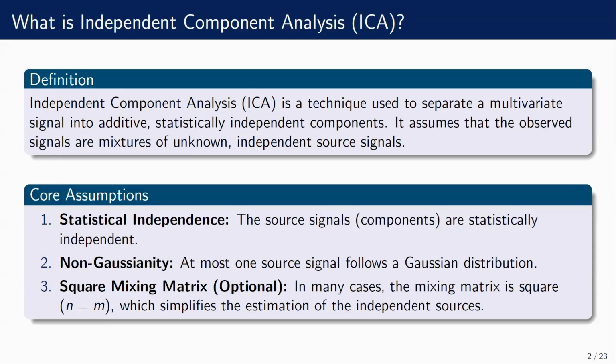Now, to do that, it makes a few assumptions. The original source signals must be statistically independent, and the second one is, except for at most one signal, the source components must be non-Gaussian. It is also often assumed that the mixing matrix is square for simplicity.